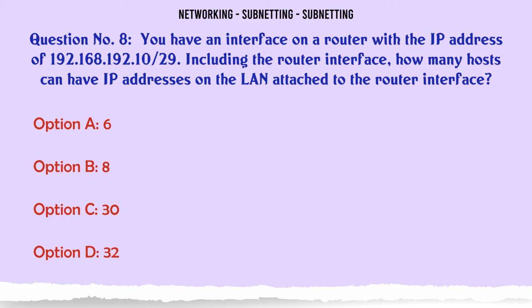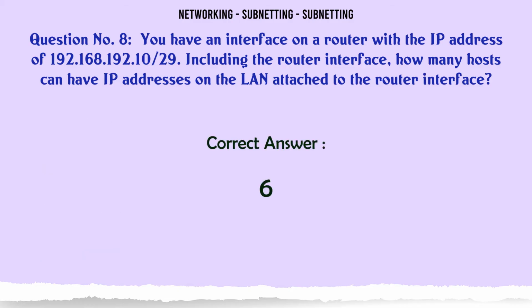You have an interface on a router with the IP address of 192.168.192.10/29. Including the router interface, how many hosts can have IP addresses on the LAN attached to the router interface? A. 6, B. 8, C. 30, D. 32. The correct answer is 6.